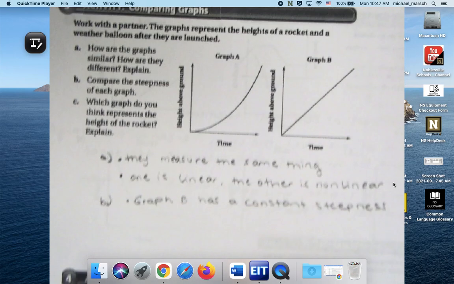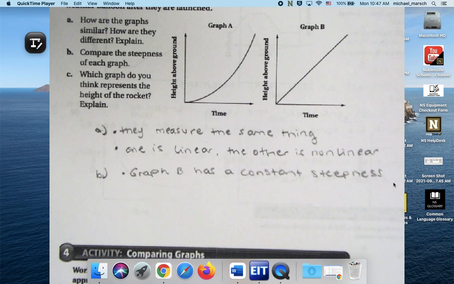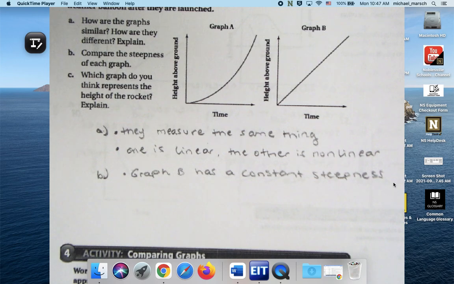Okay, and this is where we get into a little bit of a debate. Which graph do you think represents the height of the rocket? So which one do you think represents a rocket being launched versus a weather balloon being launched? Keegan? B is for rocket. Why do you say that? Because the rocket just goes straight up. Okay. Doesn't like go around.